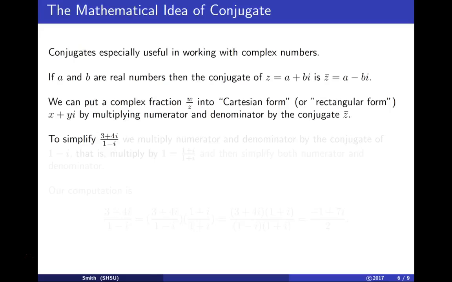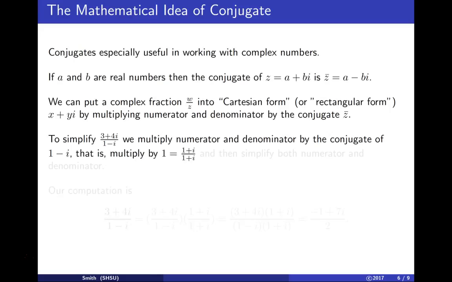For example, if we want to simplify 3 plus 4i divided by 1 minus i, we look at the denominator downstairs, 1 minus i, and take its conjugate. Its conjugate is 1 plus i. So we're going to multiply this fraction by 1, written in this form, 1 plus i over 1 plus i. We're going to multiply numerator and denominator by 1 plus i. This does not change our expression, but it allows us to simplify it.